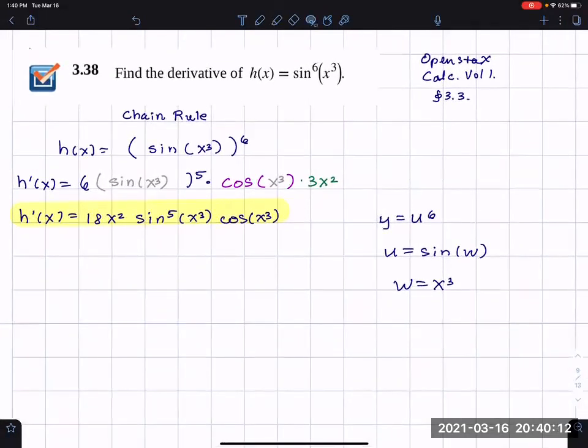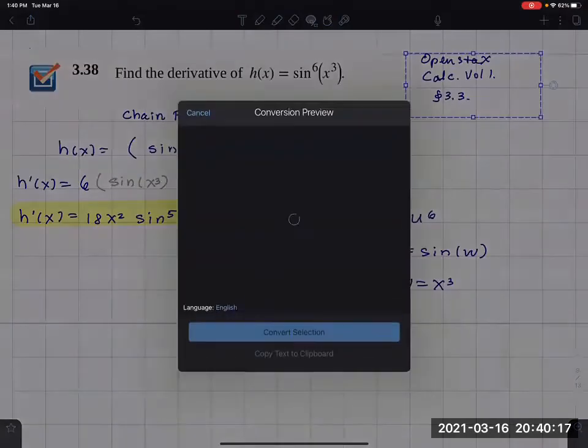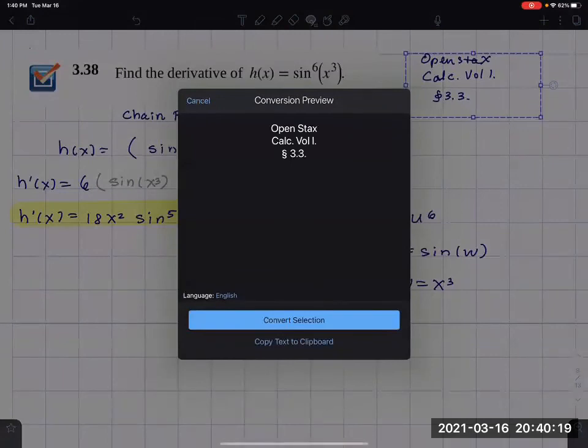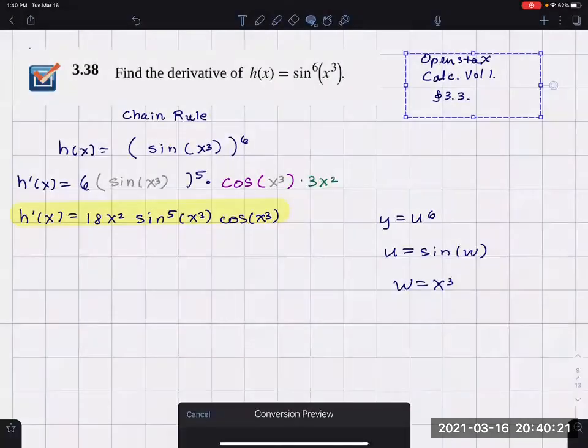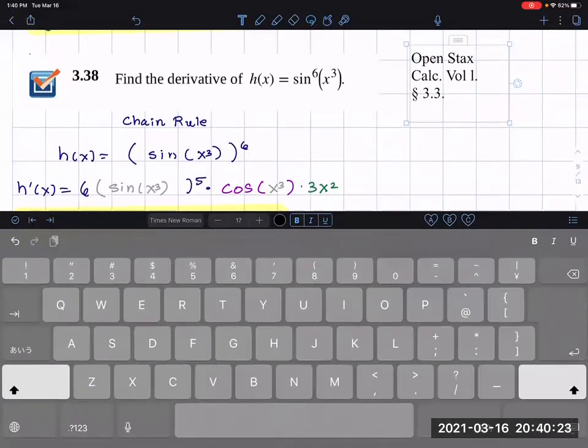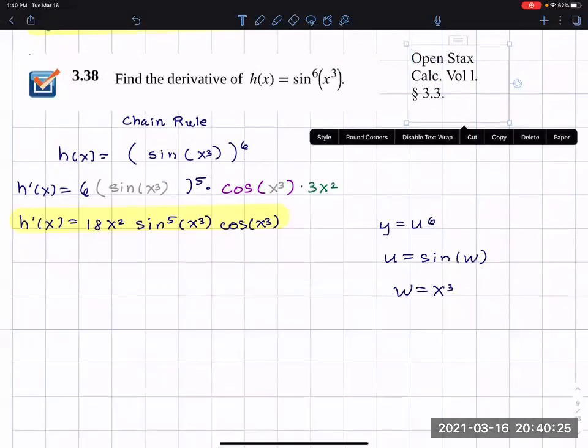Let's see what happens if I convert this to text. Oh, it's almost good. I'll just do that. All of a sudden, looks not so bad. Okay.